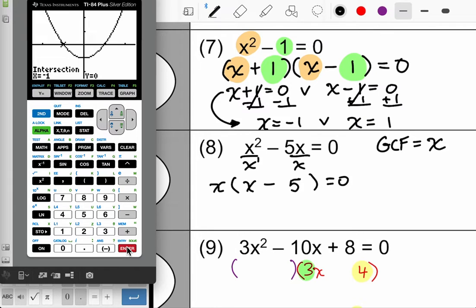Set each of my factors equal to 0 and solve. So x is equal to 0, or x minus 5 is equal to 0. Like I said, you could just jump right to the answer here if you want. So we would say x is equal to 0 or x is equal to 5. And again, you could get that by looking at the picture too.